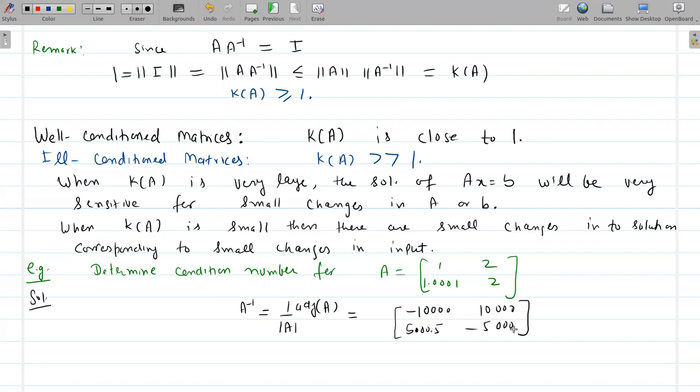Just find its inverse. Then find norm of A. Let us find maximum now. So what would be norm of A? Add the first row, sum is 3. Add the second row, 3.001, and the bigger one is 3.001, this is the maximum norm of A. Add first row, add second row, whichever is maximum, that is the norm of the matrix. Similarly, find norm of A inverse.